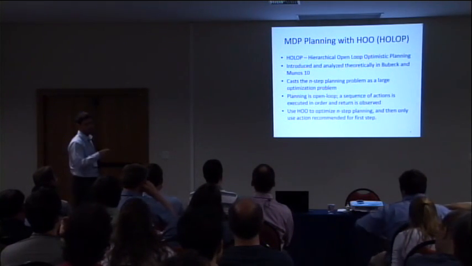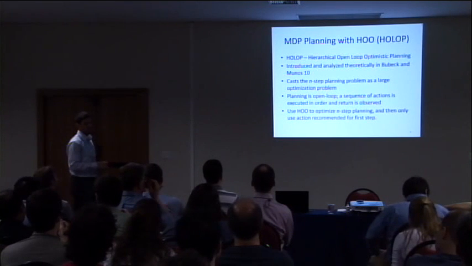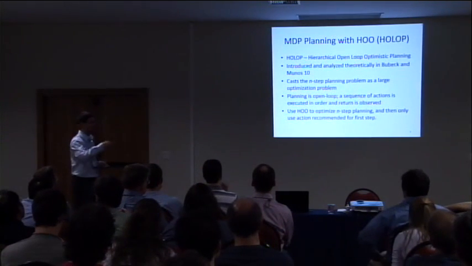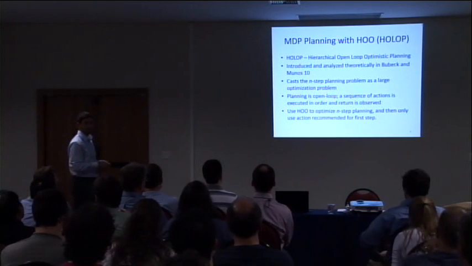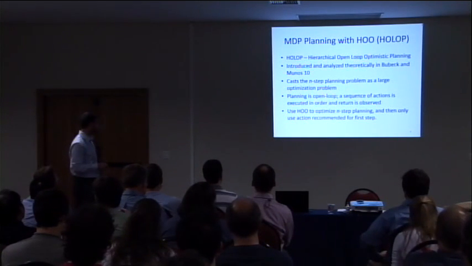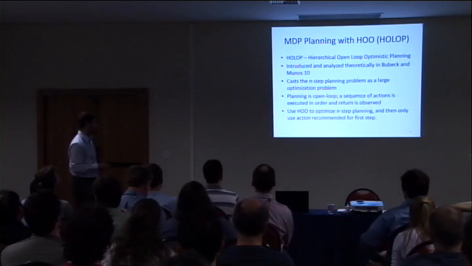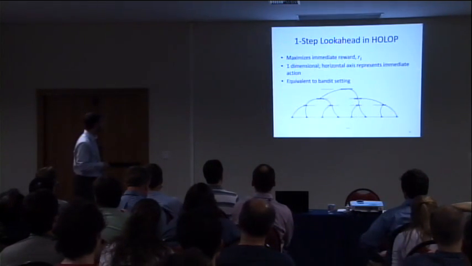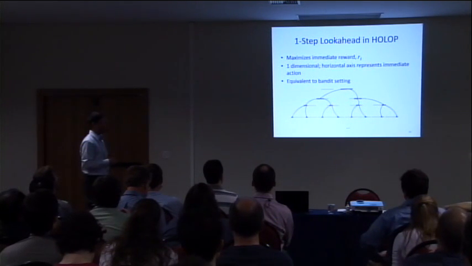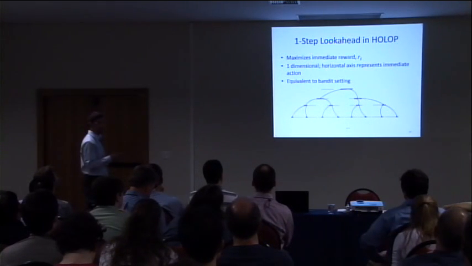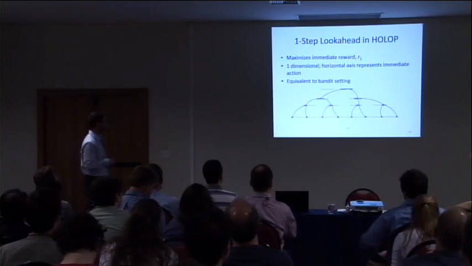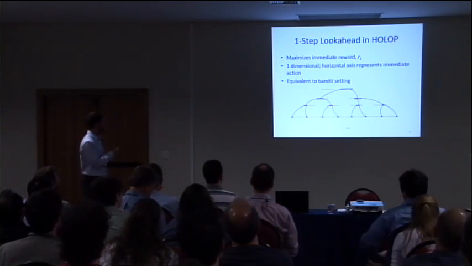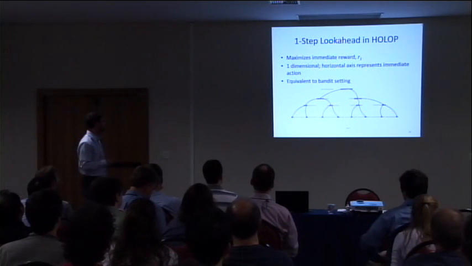The planning is done open loop. So what we're trying to do is get an association between a sequence of actions and the discounted return that I showed you previously. So we use HOO to optimize the 10-step plan, and then we use the first recommended action, and then we start planning all over. So if we're doing one step look ahead in HOLOP, we're just maximizing the immediate reward R1. And this is just a one-dimensional function that we're trying to optimize. And it's really equivalent to the bandit setting. So if we're doing this, we're not really doing anything special.